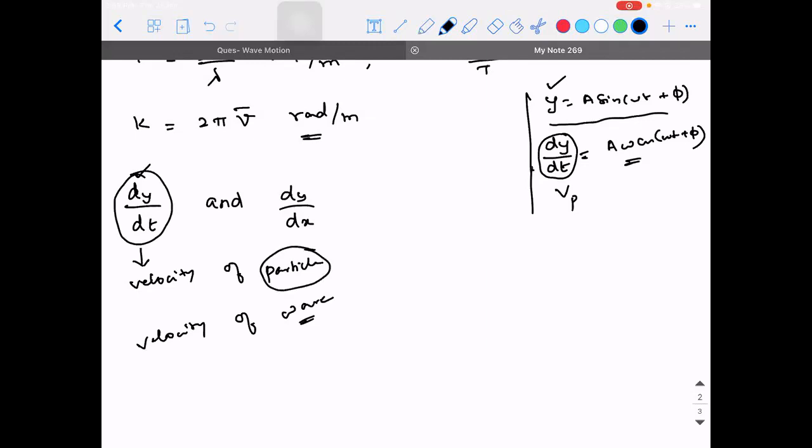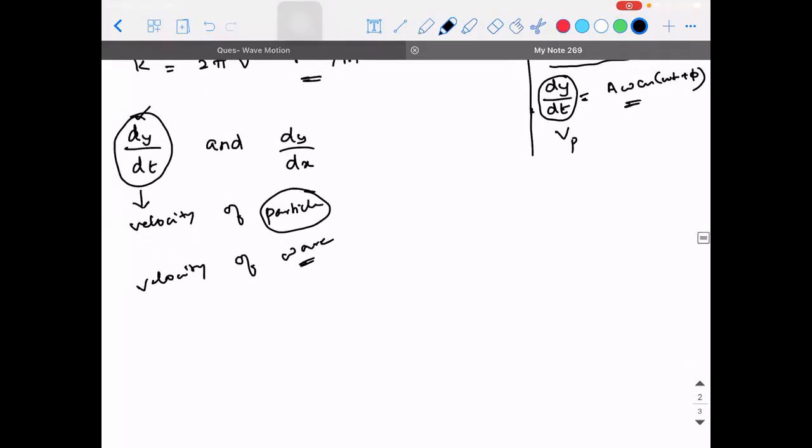So questions will be twisted. In the question, they will ask you what is the velocity of the particle. Sometimes you make the mistake of finding the velocity of the wave and writing that as the answer. That will also be there in the options. They'll confuse you, so be careful about it. I'll tell you how to calculate the velocity of the wave.